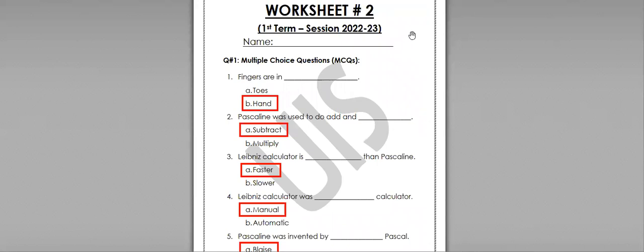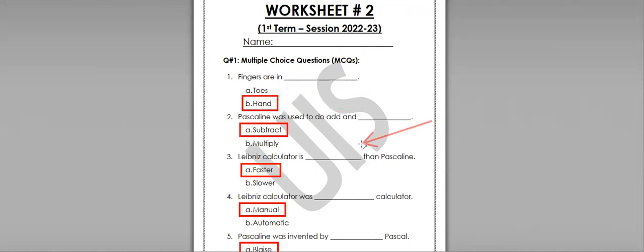Now, it's worksheet number 2. The first question is multiple choice. Fingers are in toes or in hand. They are in hand. Point number 2. Pascaline was used to add and dash. Pascaline can only do two things. The first one is add, means plus, and the right answer is subtract, means minus. Pascaline cannot do division and multiplication.